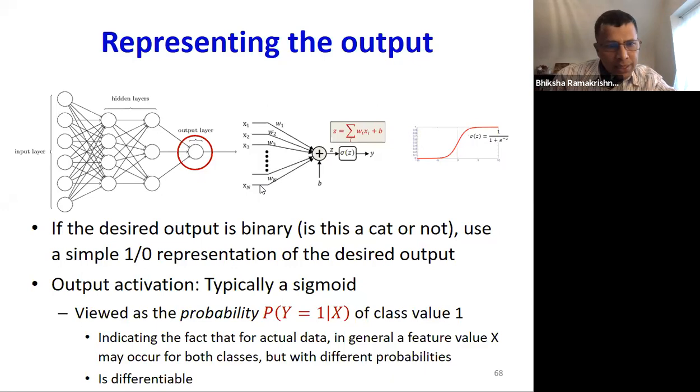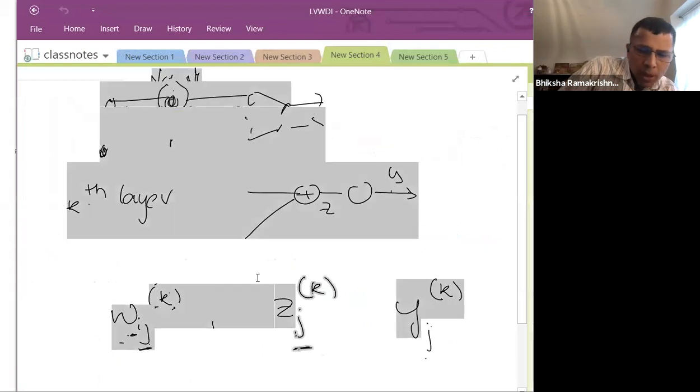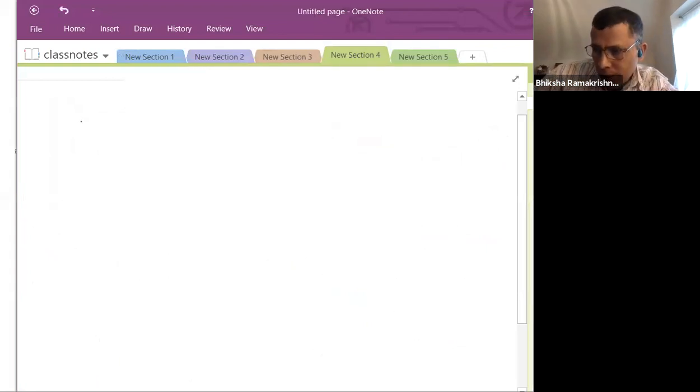For example, if I'm trying to say, is this a cat or is this not a cat, then I would have an output of 1 for yes, this is a cat, and 0 for this is not a cat. In this case, there are two ways of thinking about this output value. So I've got an input which is a picture of a cat.